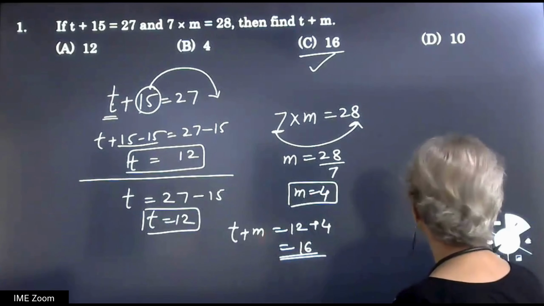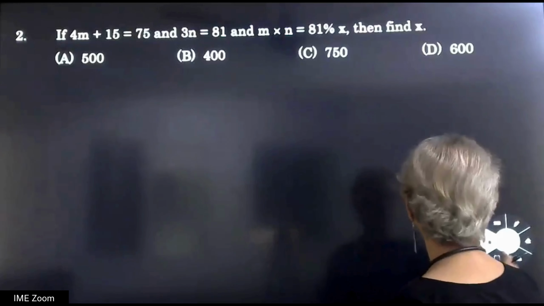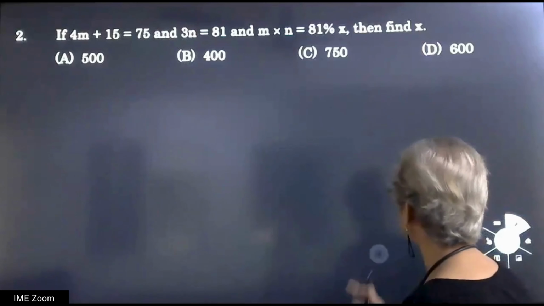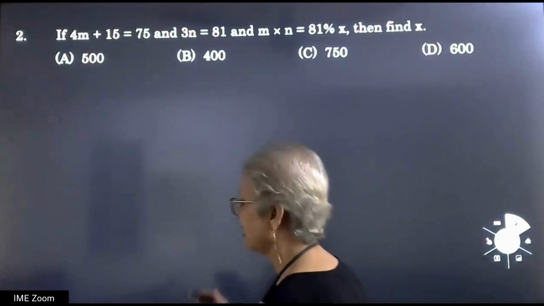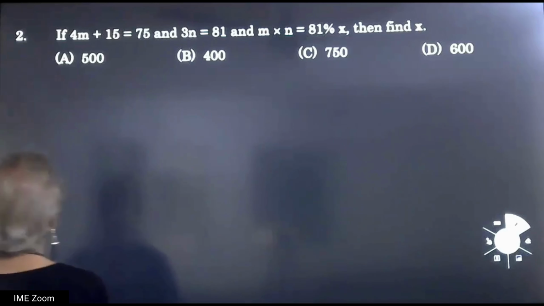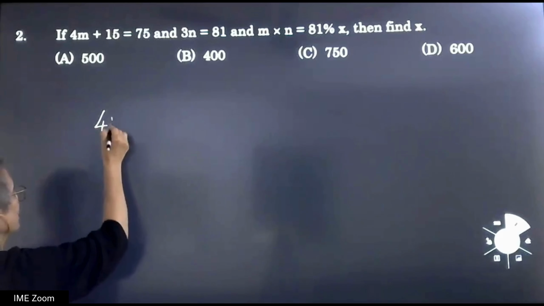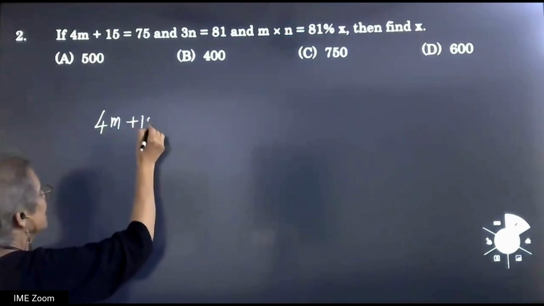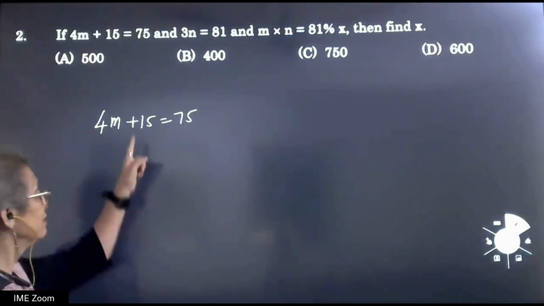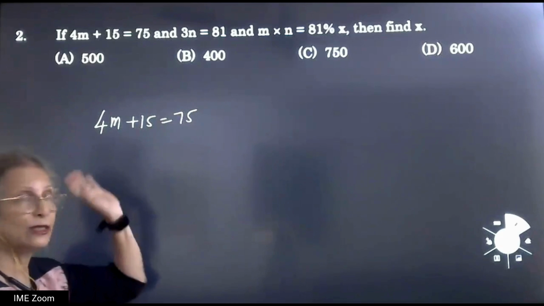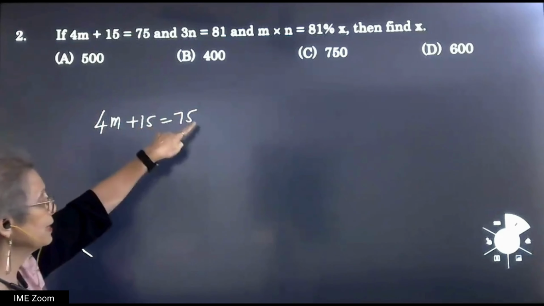Okay, now let us do the next. Here also the same thing. Look here. It is a slightly different type of sum. Look here. What is given is 4m plus 15 equal to 75. Transpose method, 15 is to be taken on the other side to keep m on one side, right? So let us take 15 on the other side.